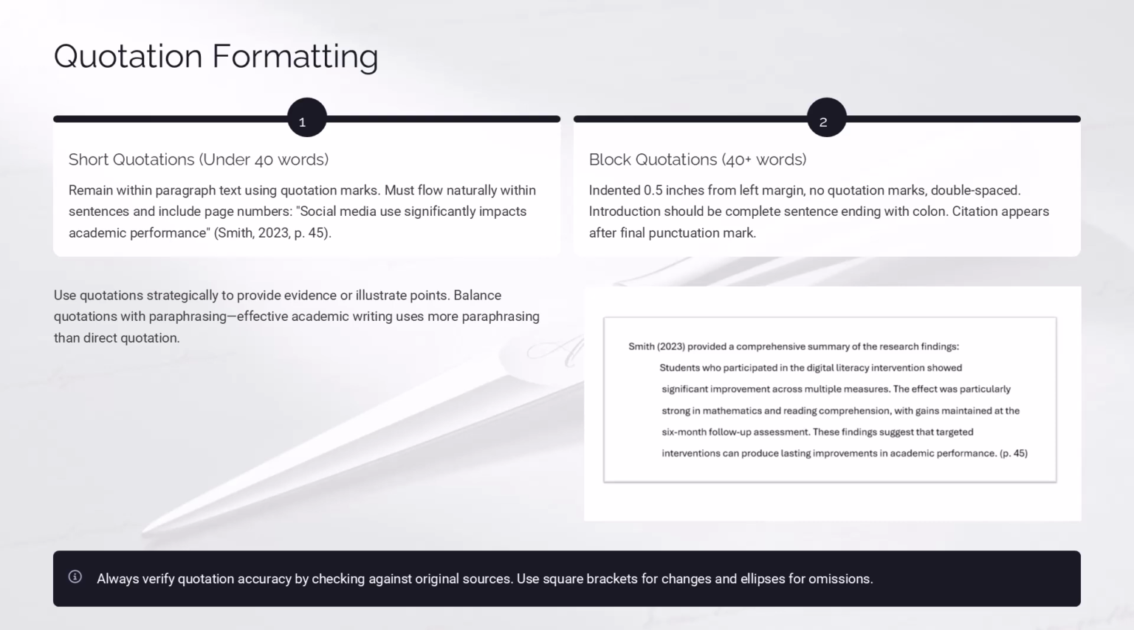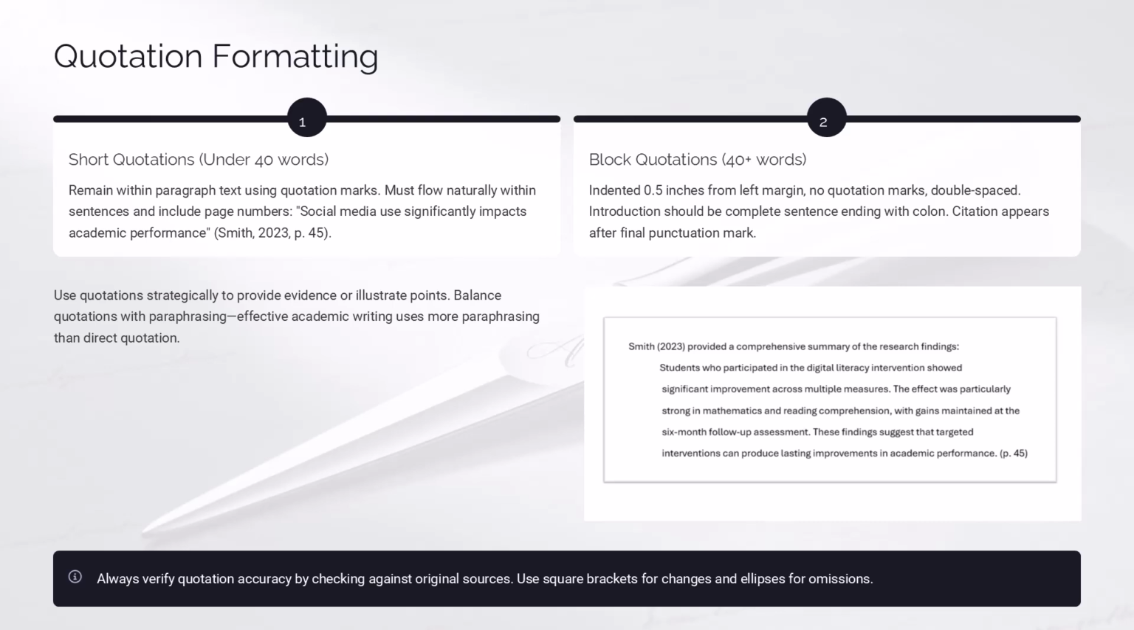Block quotations are used for quotations of 40 words or more and receive special formatting that makes them visually distinct from your text. Block quotations are indented 0.5 inches from the left margin, use no quotation marks, and are double-spaced like the rest of your paper.